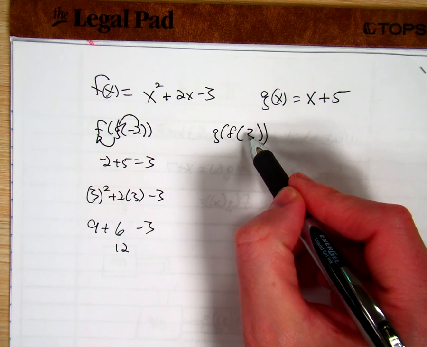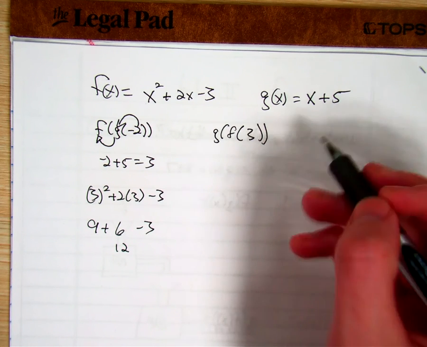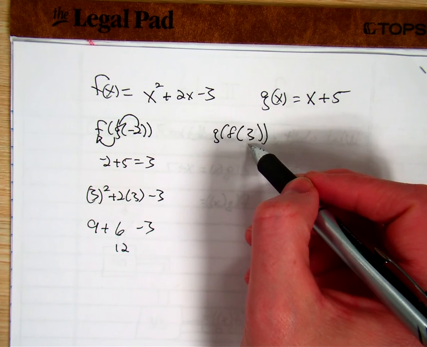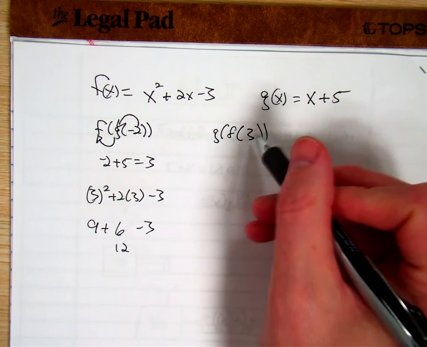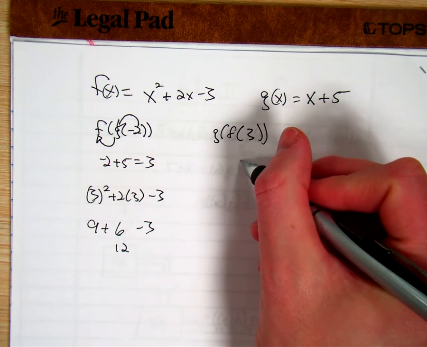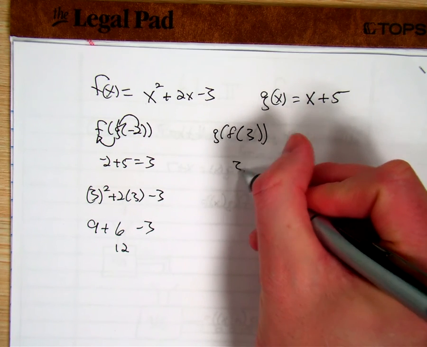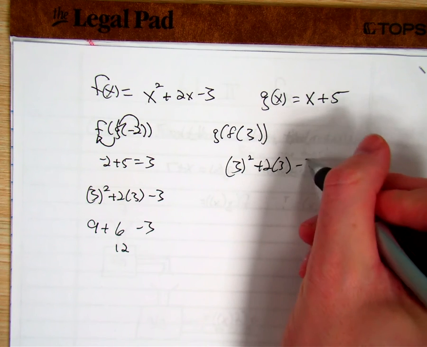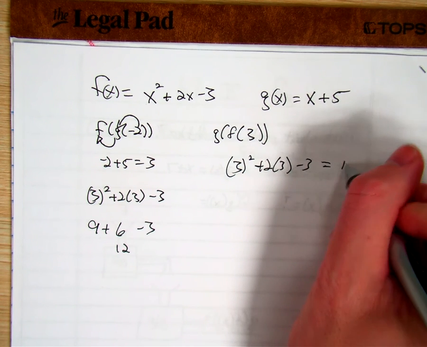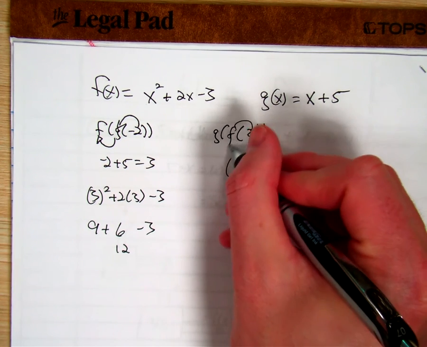Okay, let's come over here to this one. We're putting 3 into the f equation first. Oh, we just did that. How about that? Didn't even plan that. What a happy accident. Okay, so that's going to be 3 goes in there. 3 squared plus 2 times 3 minus 3. We just did that. We know it's 12. And now I'm going to put 12 into the g equation.